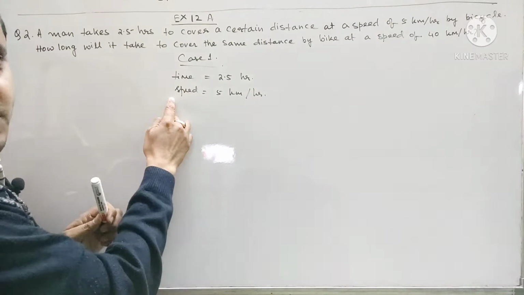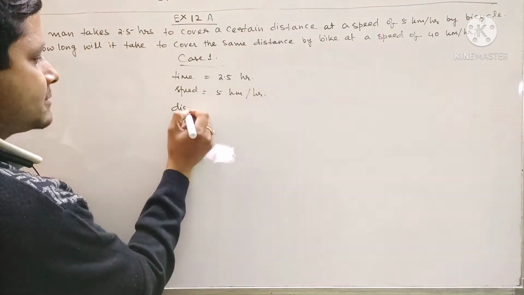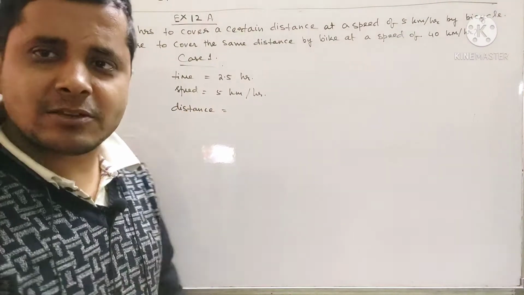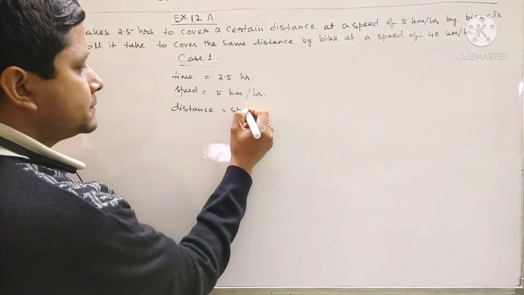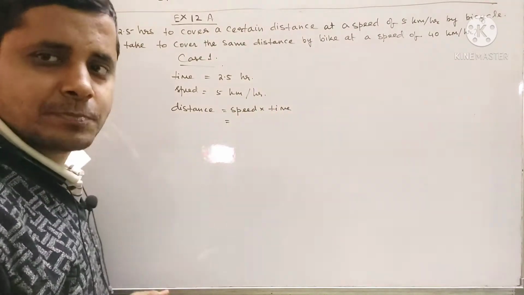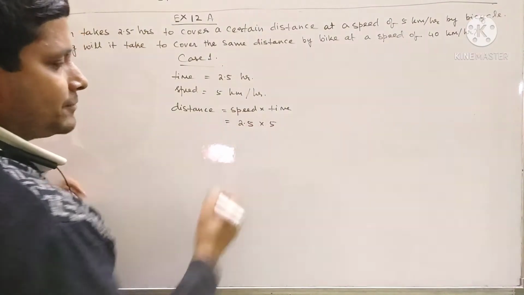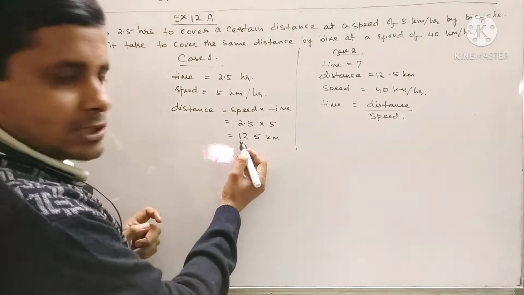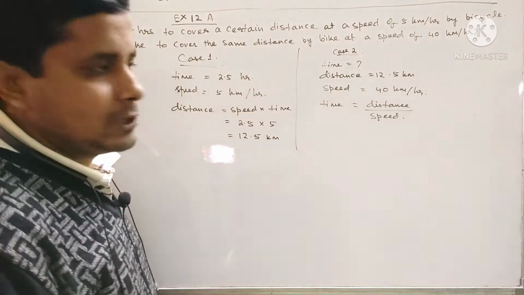Now time and speed are there. What can you find out by using time and speed? We can find out distance. So what is the formula of distance? Distance is equal to speed into time. So 2.5 into 5. Here the distance will be 2.5 into 5, that is 12.5 kilometer.